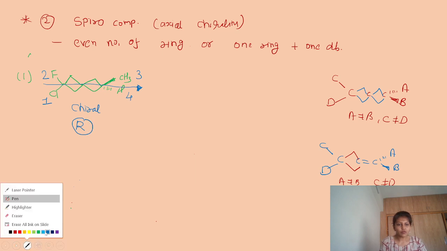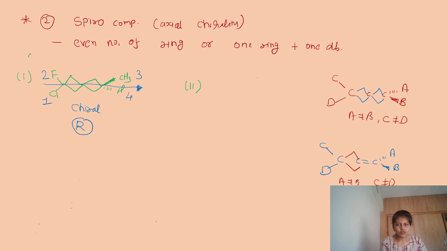So suppose I am giving another example. The system is like this. Chlorine, CH2SH, this is your deuterium and this is your hydrogen, right? Okay, so first of all, an even number of rings, A is not equal to B, C is not equal to D.